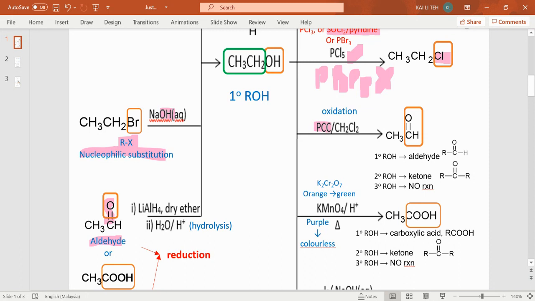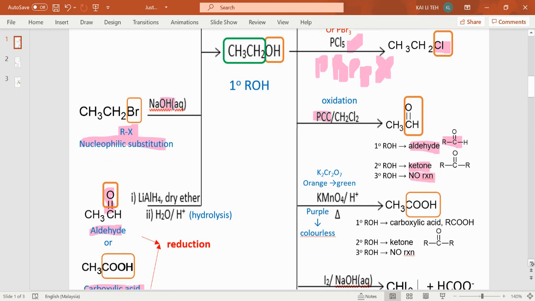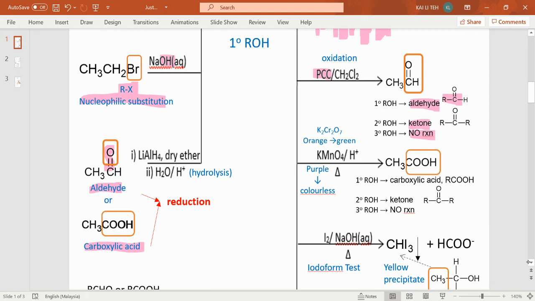If you use PCC for primary alcohol, we will get aldehyde. If secondary, we will get ketone. Tertiary, there will be no reaction. Another one is oxidation. If oxidation, we will get carboxylic acid for primary, ketone for secondary, and no reaction for tertiary.